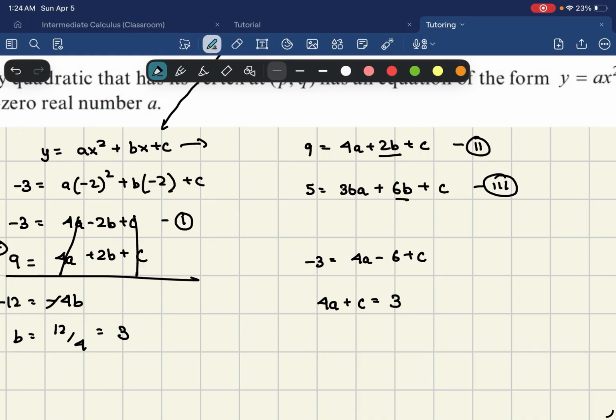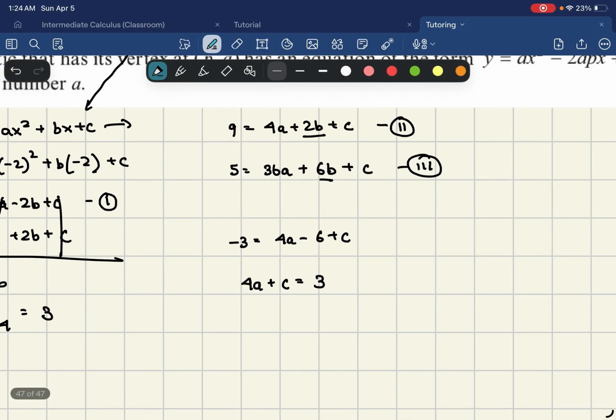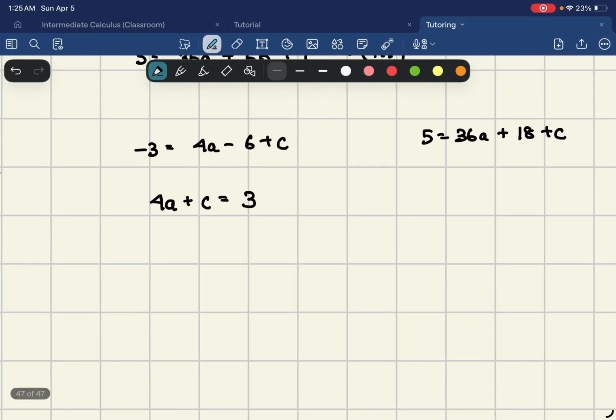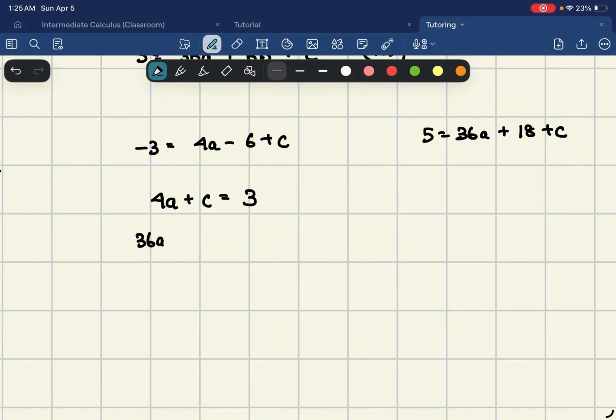So let me substitute b here. So 5 is equal to 36a plus b is 3. So 6 times 3 is 18 plus c. So 5 minus 18, I believe, is -13, right? So 36a plus c is equal to -13. 5 minus 18 is -13 yet.